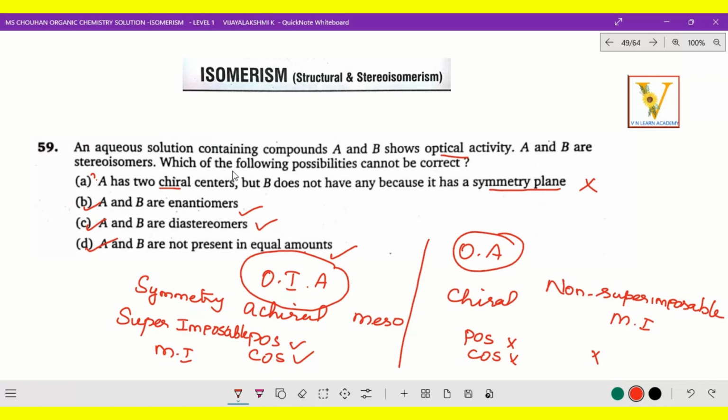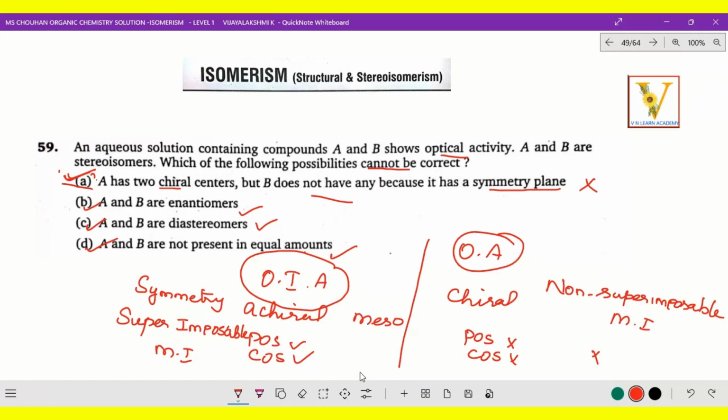Which of the following cannot be correct? A will not be the correct option. So that means the correct statement in this answer, A, is the correct statement, which is not possible. I hope you got the clarity about these points: optically active, optically inactive.